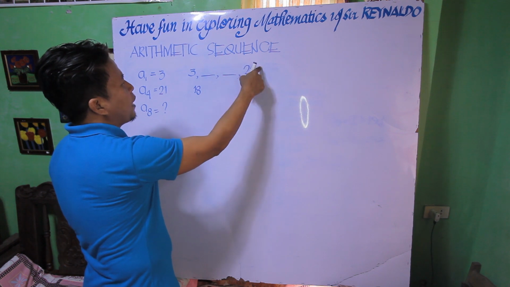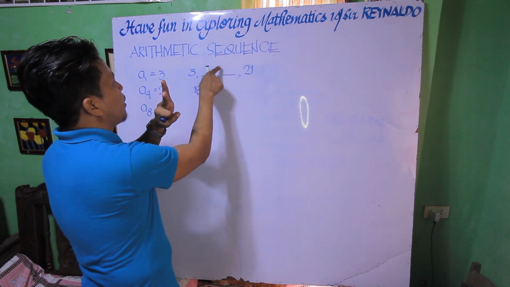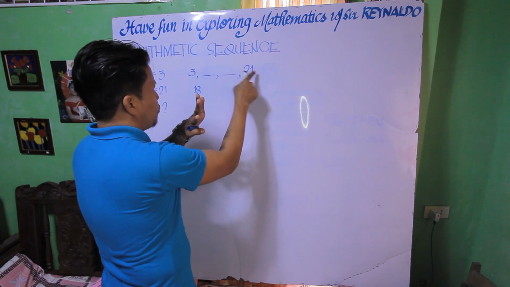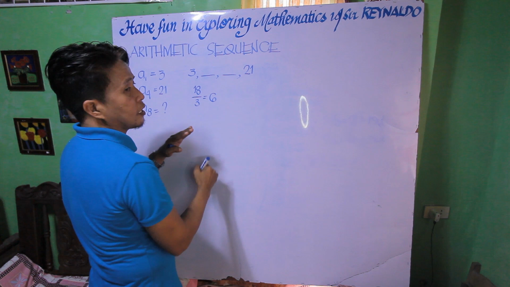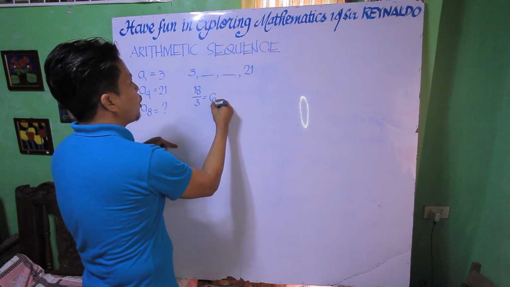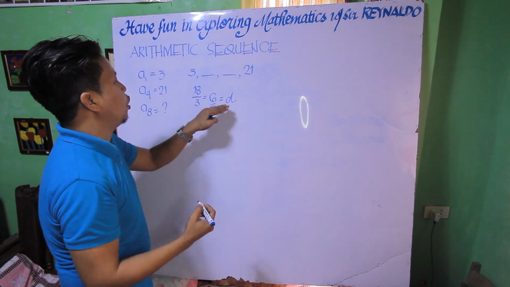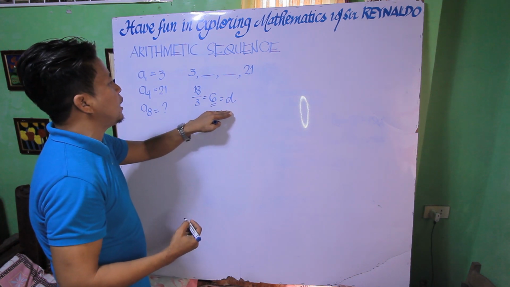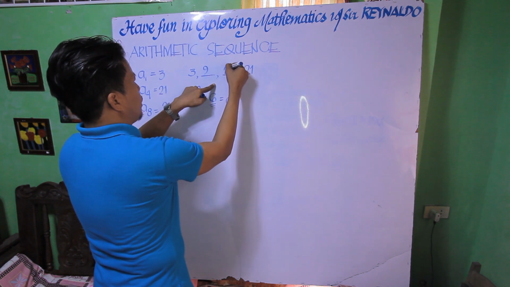Ilan ang layo ng 21 sa 3? Tatlo. So, second, third, and fourth. 18 divided by 3 is equal to 6. So, yung 6, ito yung ating common difference. So, do it manually. 3 plus 6 is equal to 9, plus 6 is 15.